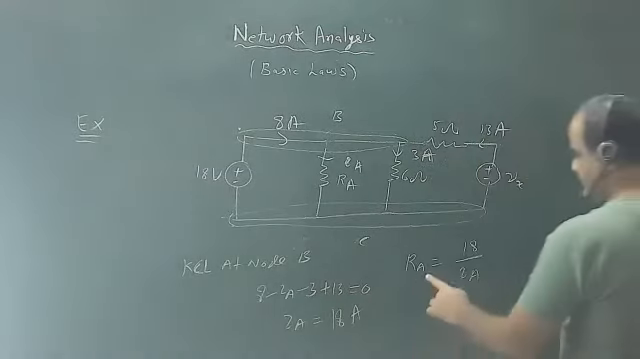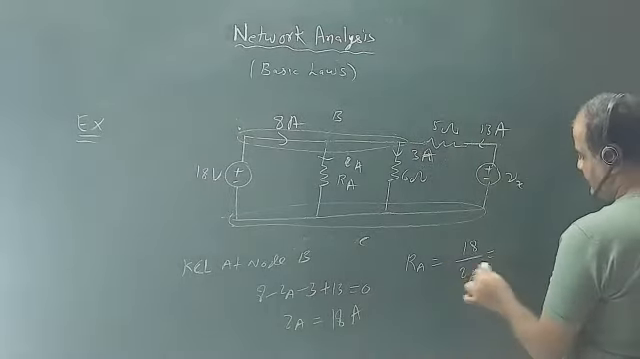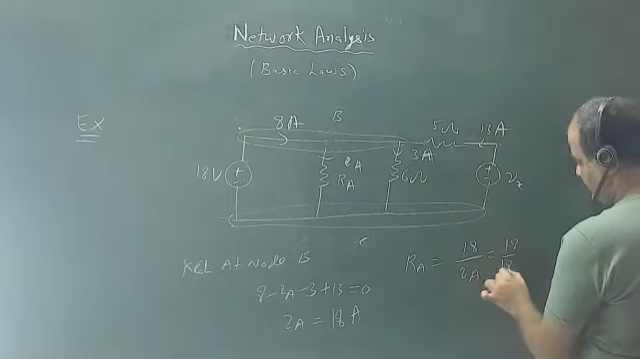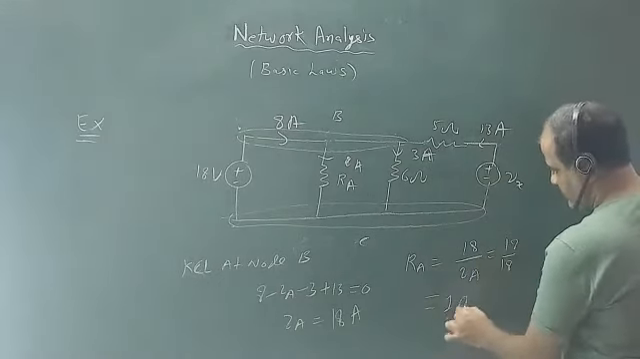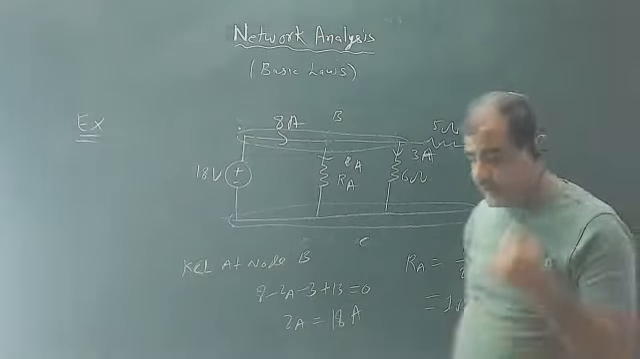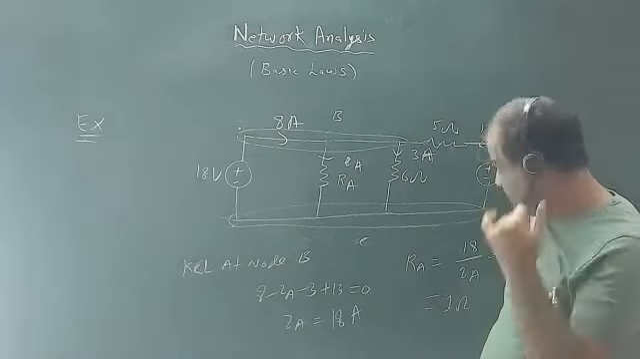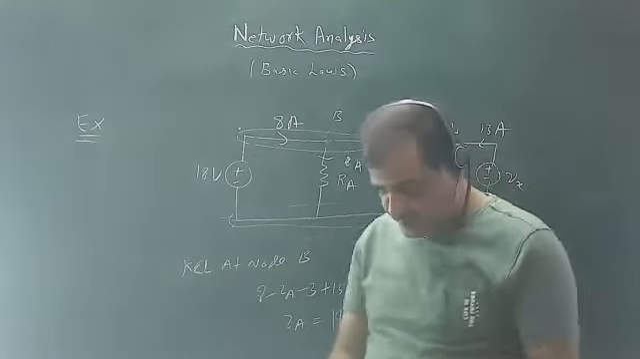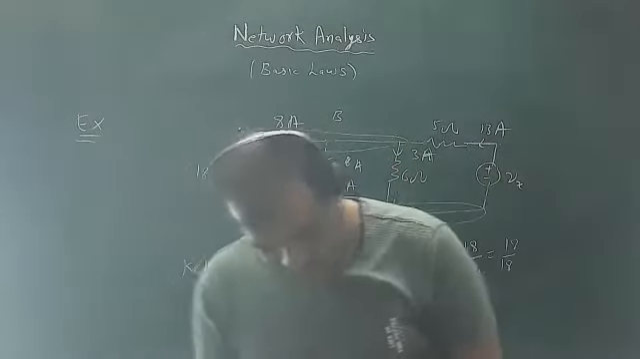So the voltage is 18 and the current is also 18. So this becomes 1 ohm. So your resistance is 1 ohm. Okay, so this is your KCL. We'll do some more problems.